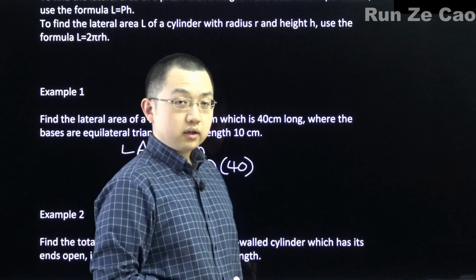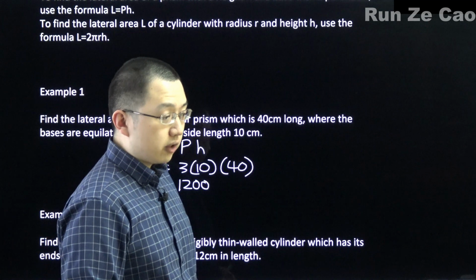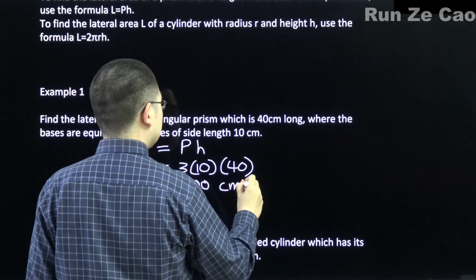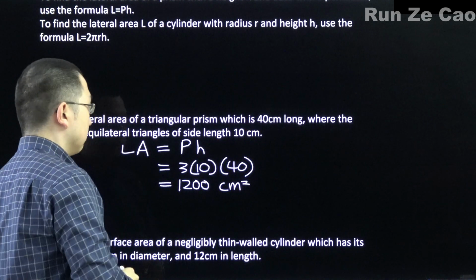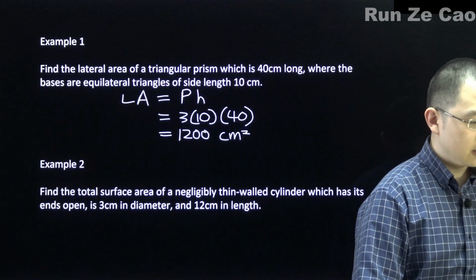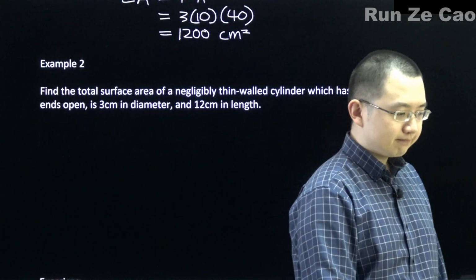And what's the units for area? It's centimeters squared, because the units here are centimeters. Centimeters multiplied by centimeters equals centimeters squared.